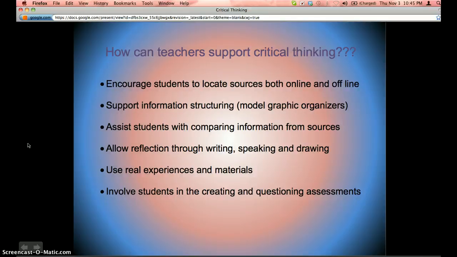Teachers should allow ample reflection time through various means such as writing, speaking, or even drawing. Teachers should use real experiences and materials to make this information meaningful to their students. And they should involve students in the creating of questions and assessments that will be involved.